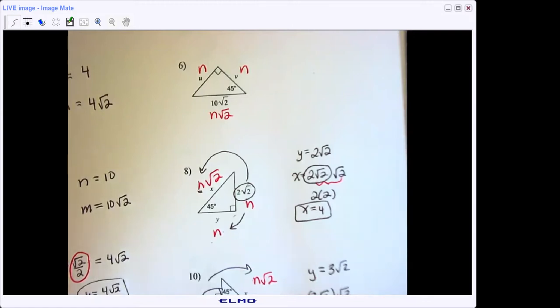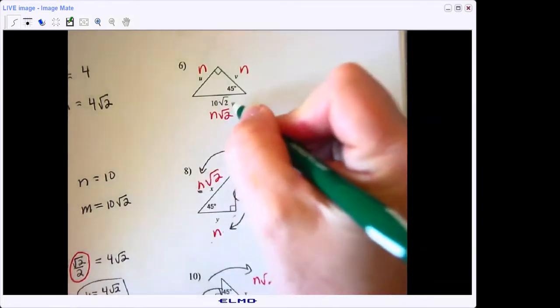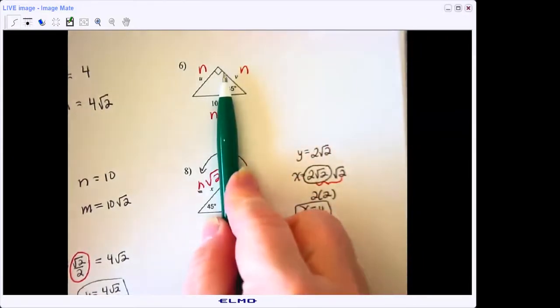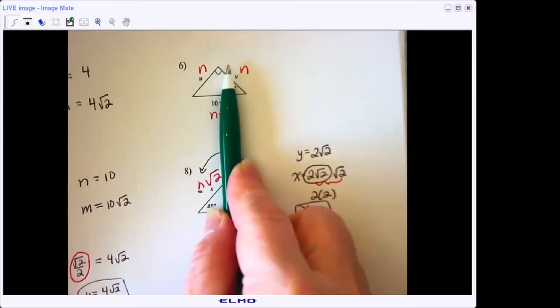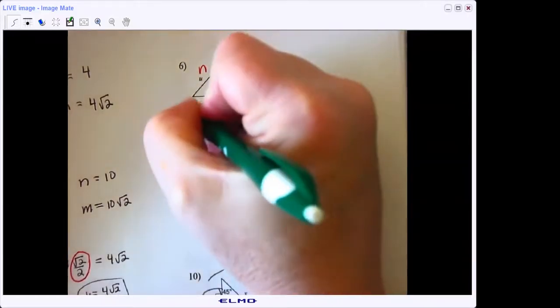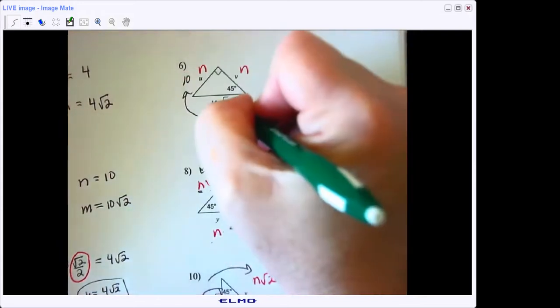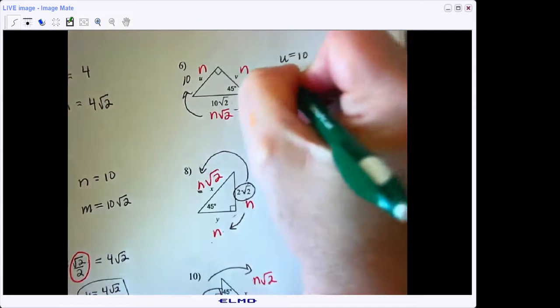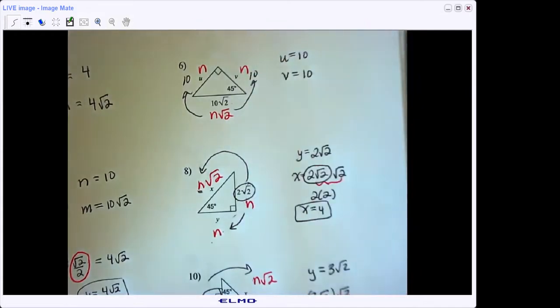So what do you think? What would n be? 10. It's 10. Okay, because these root 2's are the same. If I take those off, that's exactly what n is. N is 10. Okay, so n gives me 10 and 10. So u equals 10, v equals 10.